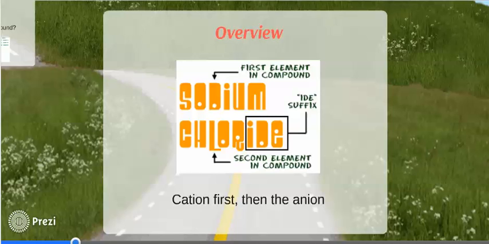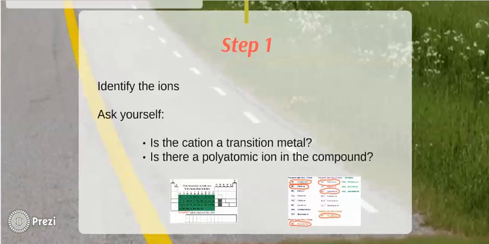Unfortunately, it's not always this simple, and that's what's gotten confused. So I want to try to break some of this down over the next couple of minutes to help clarify what you do when you're naming. So our first step when we name is we have to identify our ions. So the first thing I want you to do is ask yourself, is the cation a transition metal? And how do we know if it's a transition metal, and why does that matter?